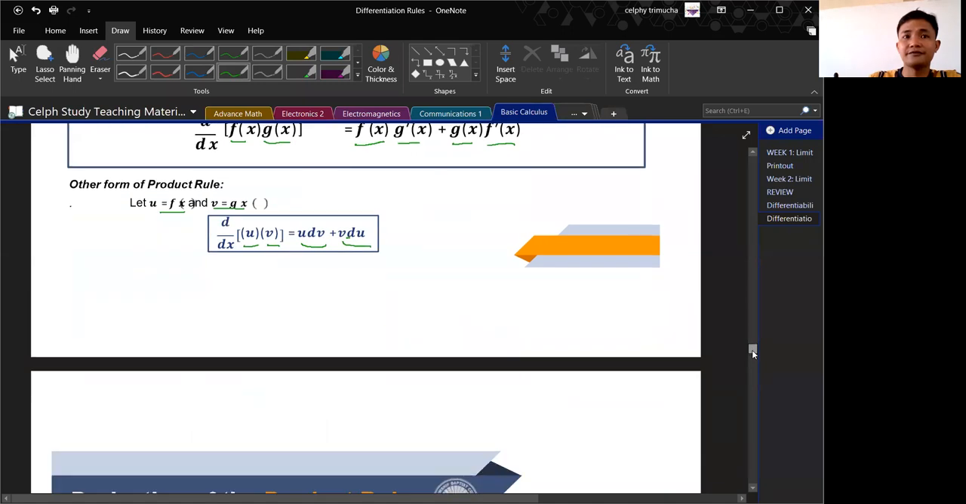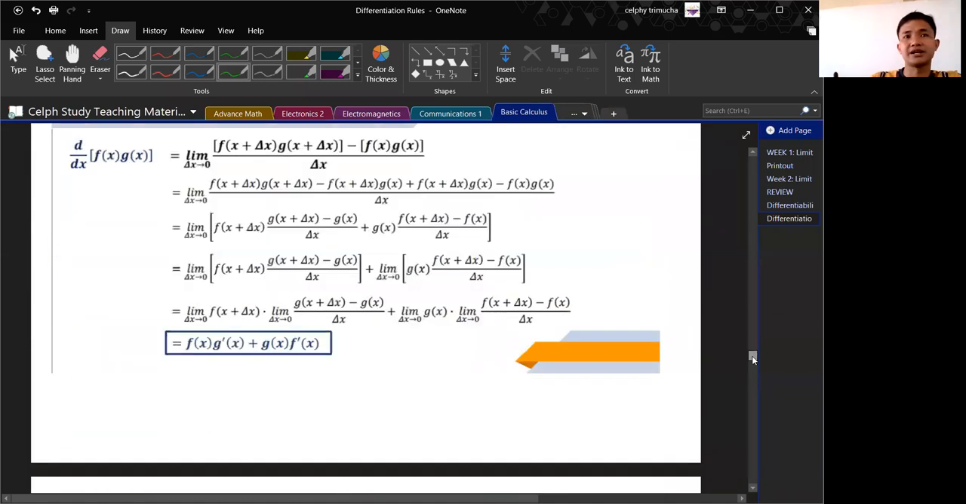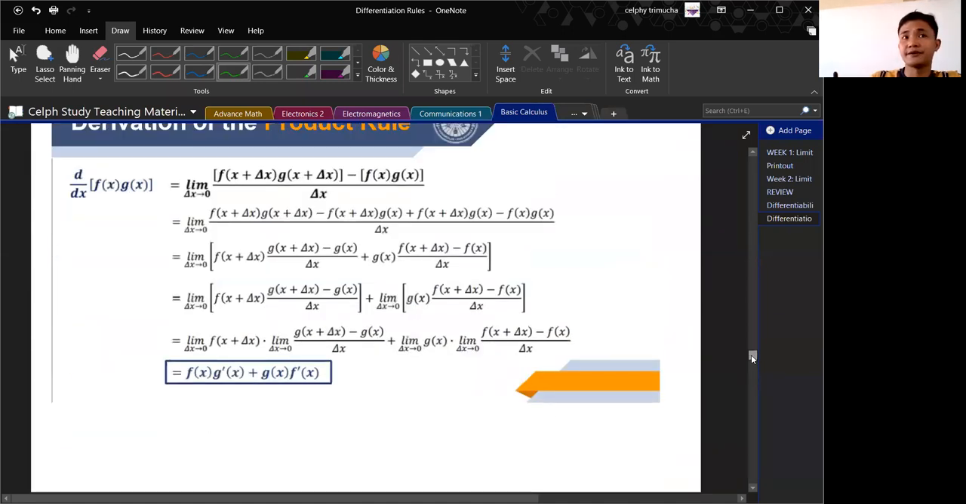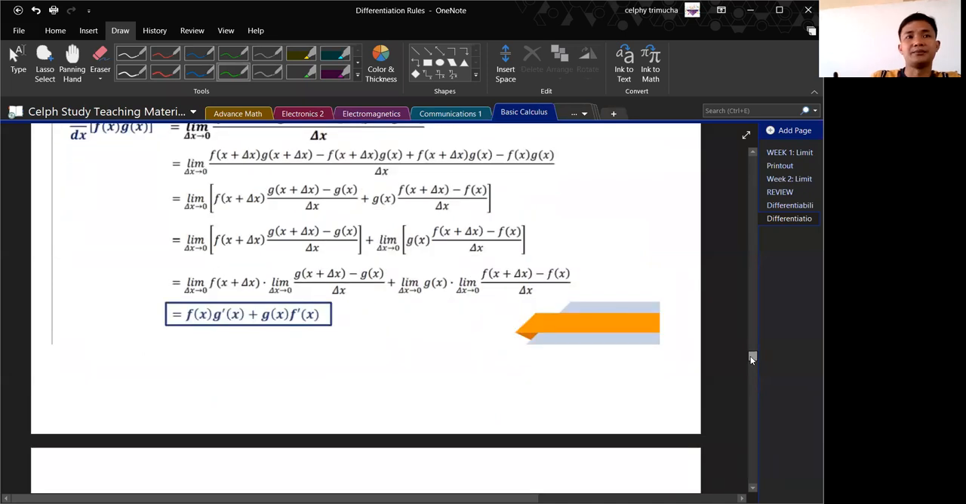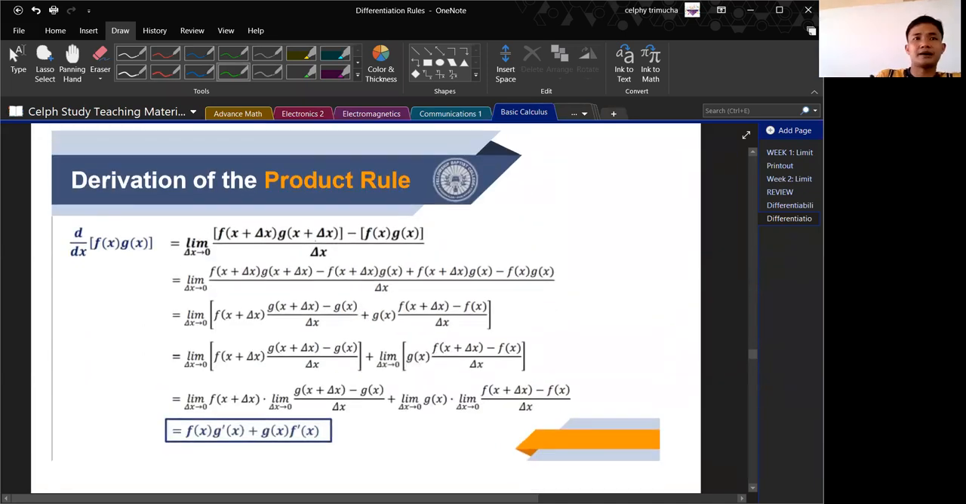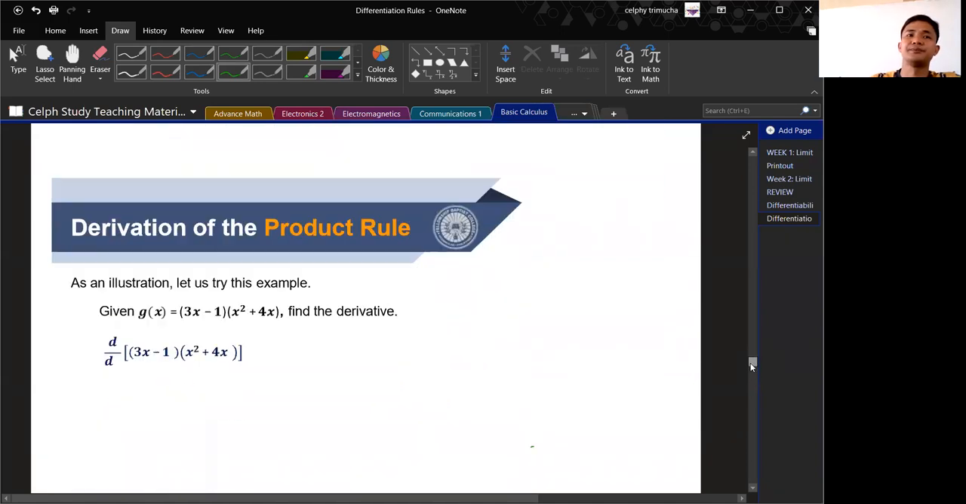So, we will have example para mas maintindihan. Okay, if you perform sang 4-step method sang delta, amo man ni nga naton nga process, but still same lang man ang nakuha naton nga answer. So, u dv plus v du lang na siya ang butsilingon.